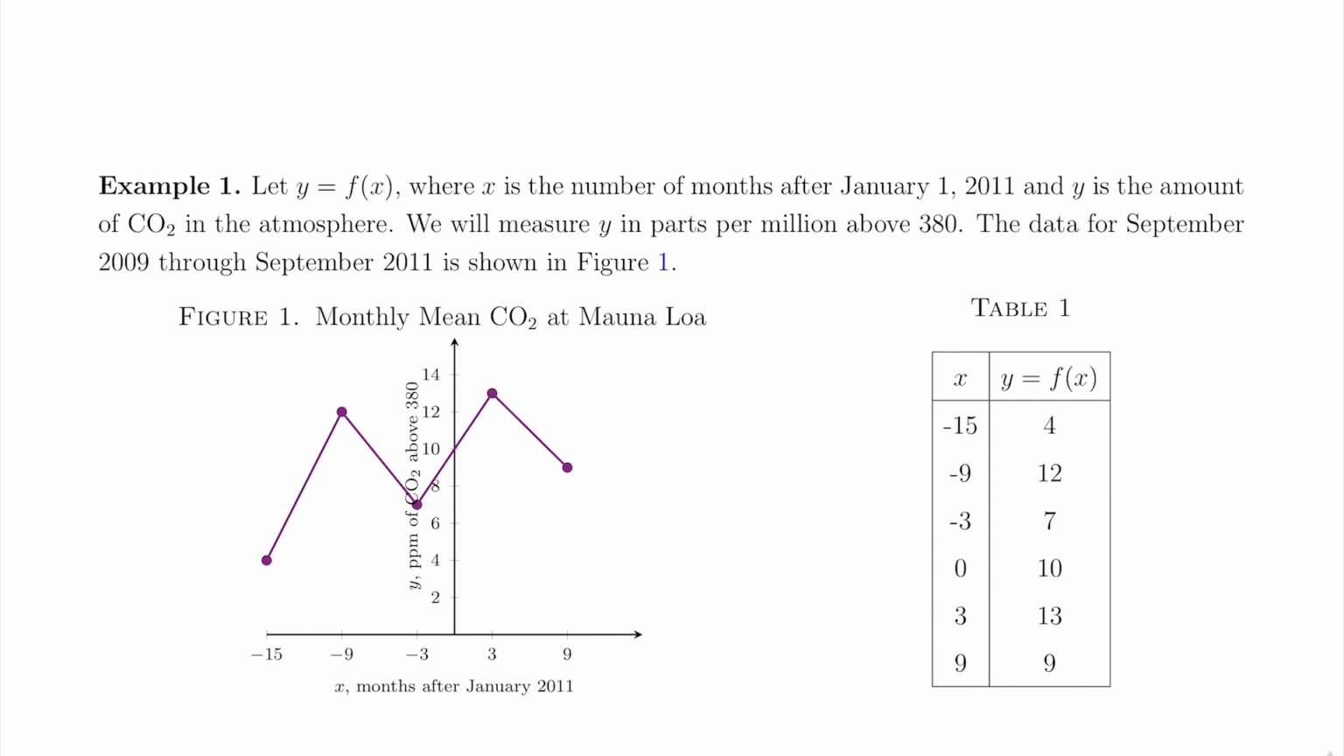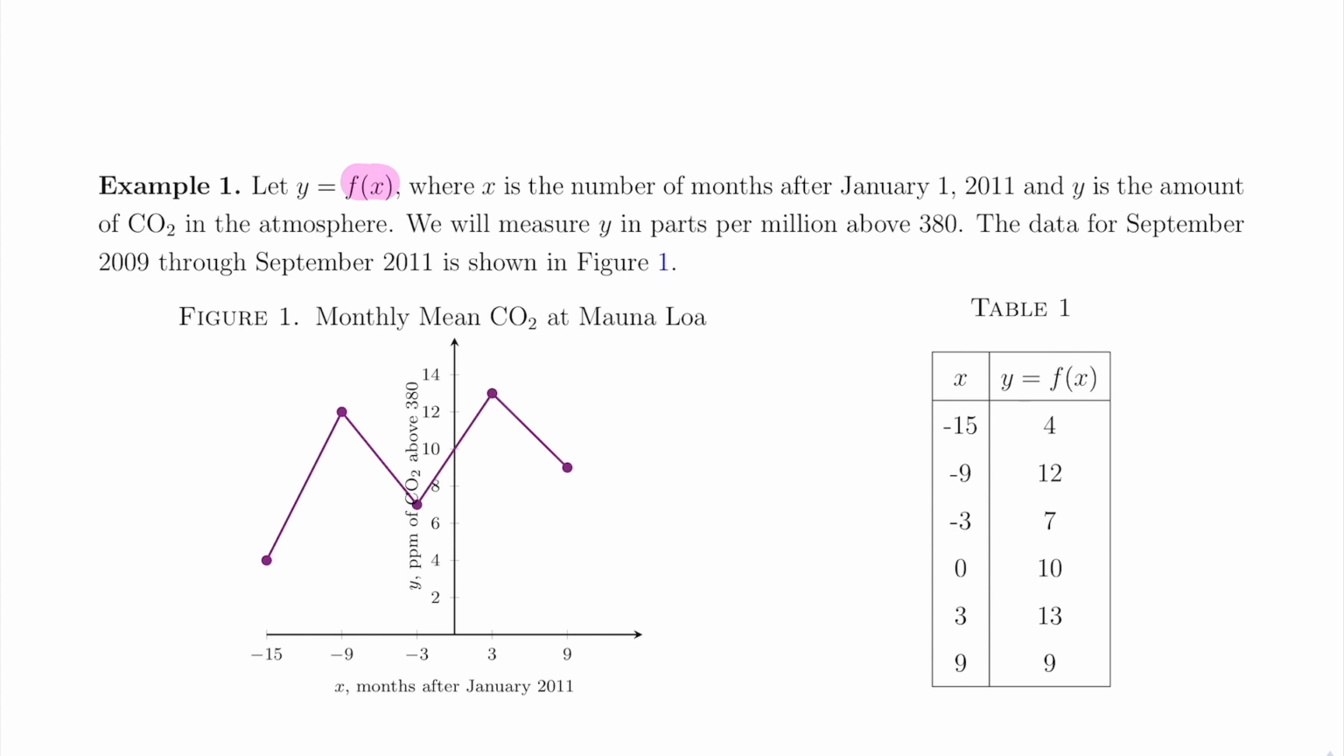So here in our first example, we're basically just solidifying our function f of x, and we're defining x as the number of months after January 1, 2011. That means when x is negative, we're looking at data before January 1st, 2011. And if it's positive, we're looking at data after January 1. And then y, our f of x value, is the amount of carbon dioxide in the atmosphere.